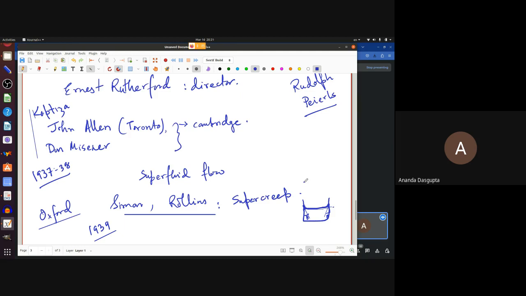In fact, what Simon and Rollins saw was that below 2.2 Kelvin, what happens if you throw liquid helium in a container is this. The helium creeps out of the container by climbing up the wall and then falling down again. This is something which would not have happened in a normal liquid, because viscosity essentially forces the flow to stop. Here, once the liquid starts climbing up, there is nothing to force it to come down. It essentially goes up and then falls down on the other side.